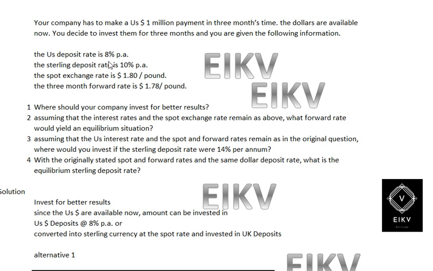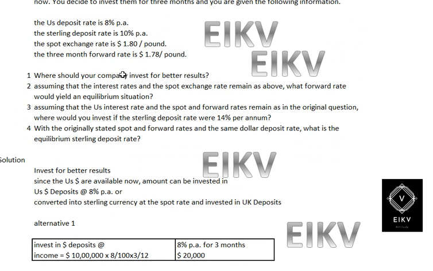Number one, the US deposit rate is 8% per annum. The sterling deposit rate is 10% per annum. The spot exchange rate is 1.8 per pound. The 3 month forward rate is 1.78 per pound. And you are required, number one, where should your company invest for better result?